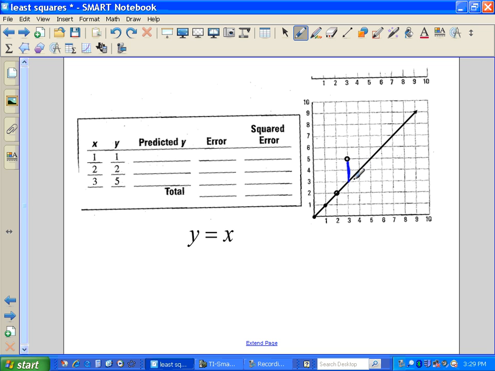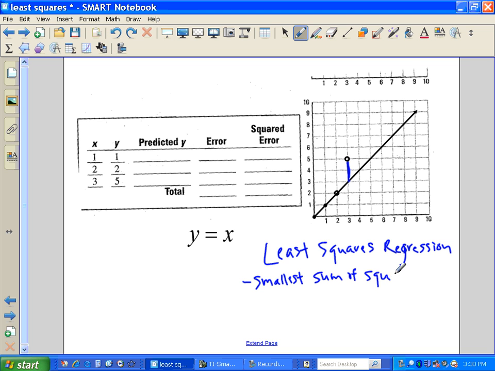Well, we can actually calculate the sum of the squared errors. We said this is the least squares regression. So we want the smallest sum of the squared errors.